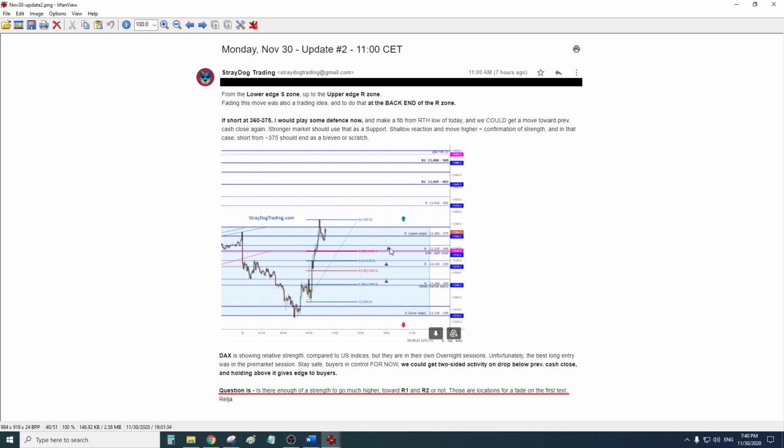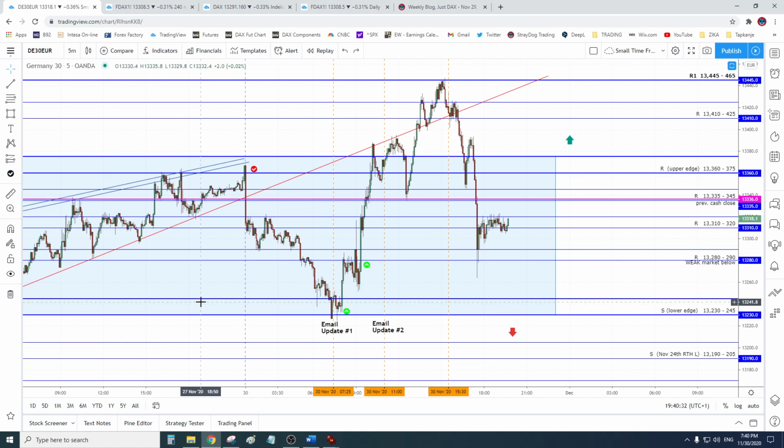So these with the triangles are the ones that got adjusted for today as a launching point for longs first, and that we could get two-sided activity today. And the question is, is there enough strength to go much higher toward the R1 or R2 zones, and those are the locations to fade. And so this would be the long opportunities.